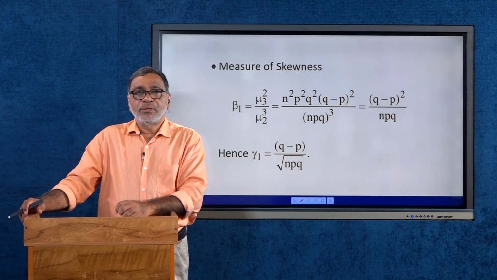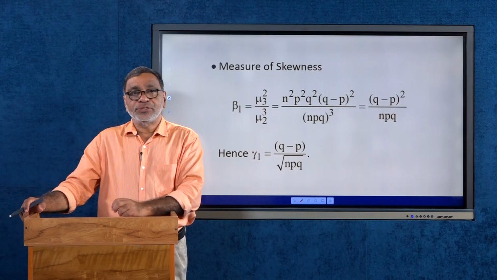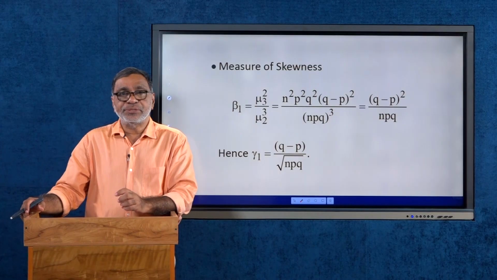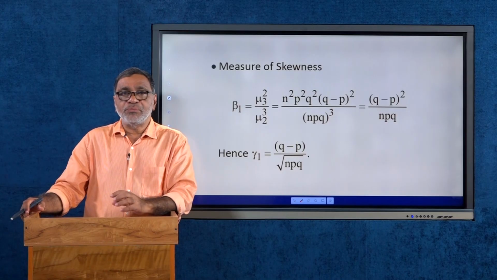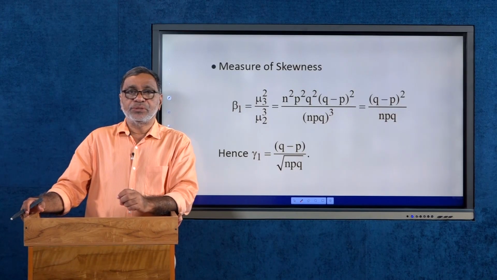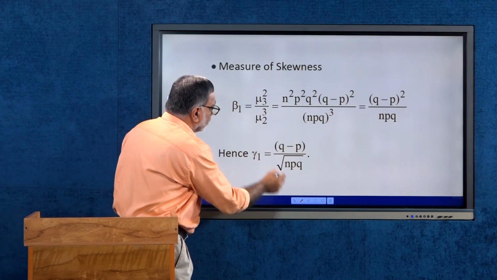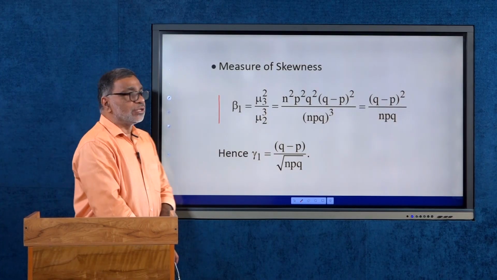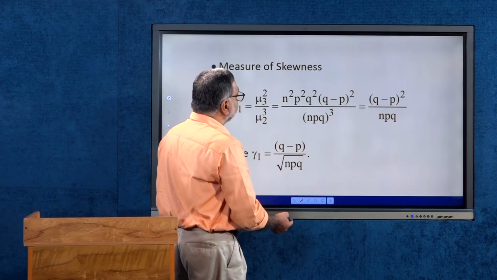Then after having these values of mu 2, mu 3, mu 4, etc., we can find the measure of skewness and measure of kurtosis of the distribution. And what is the measure of skewness of the binomial distribution? So, the measure of skewness, we know, is defined as beta 1, and beta 1 is equal to mu 3 squared divided by mu 2 cubed.